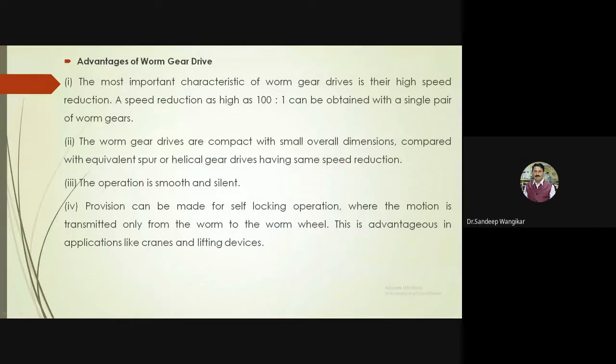Then the operation is smooth and silent. Third, provision can be made for self-locking operation. Very important. Provision can be made for self-locking when the motion is transmitted only from worm to worm wheel. This is an advantage in applications like cranes and lifting devices.